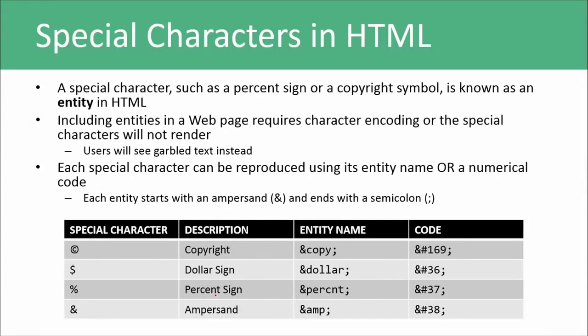Each special character is just simply, once again, reproduced by its entity name or the numerical code, right? So each entity starts with an ampersand. So these guys right here are ampersands, and they end with a semicolon. Once again, my ugly circles here. Should probably be drawing them with my finger instead of a mouse, but don't always get it right, right? All right.